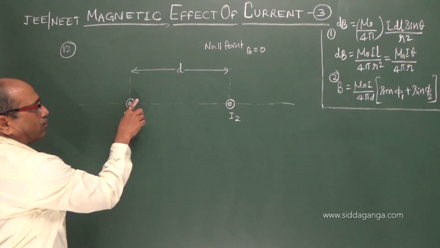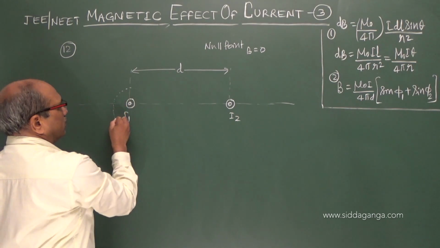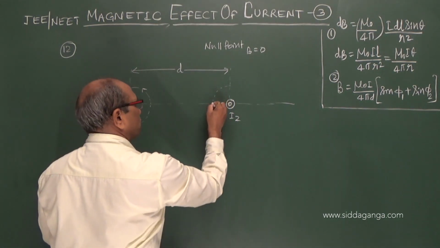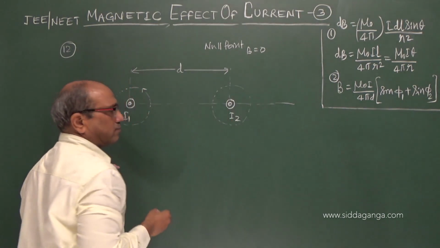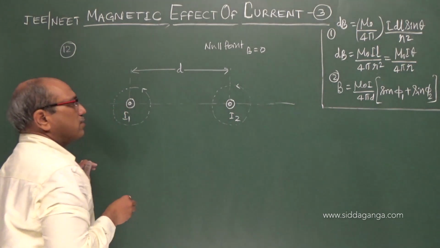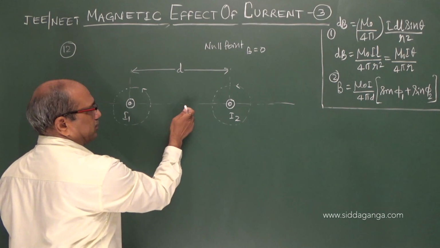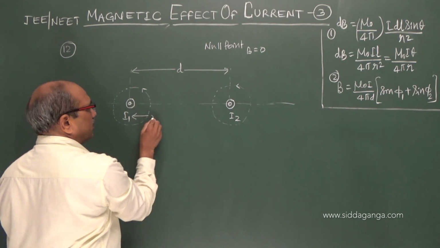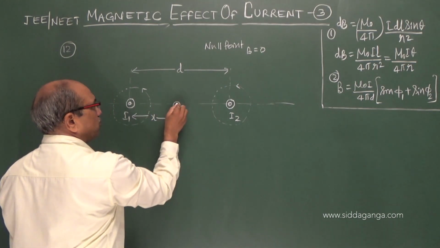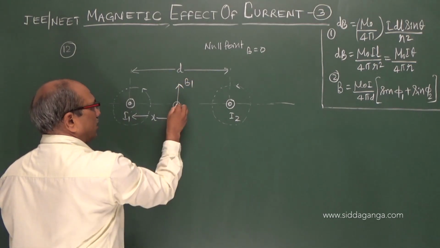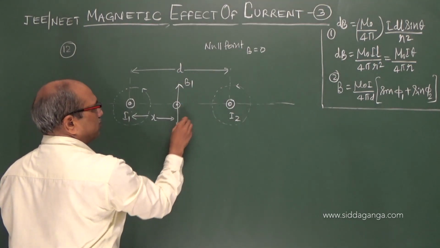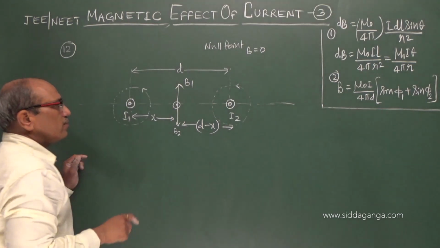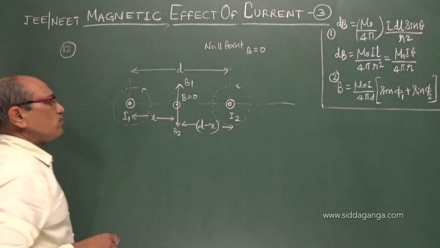I told you that this produces the magnetic field in the anti-clockwise direction. This also produces the field in the anti-clockwise direction. So if you observe at some point, one field is running up and the other field running down. At a distance x from this, the field of the first, B1, and the field of the second, B2, may become equal and opposite and mutually cancel. D minus x is the distance from the other wire. This is a null point where the field becomes 0.